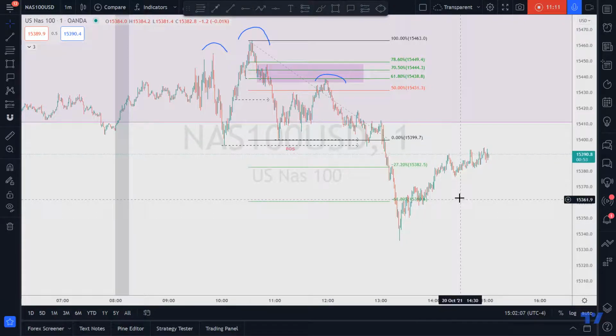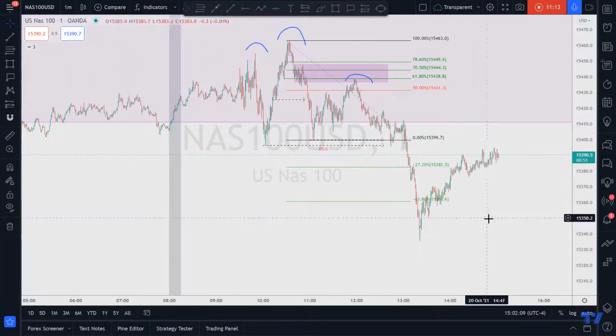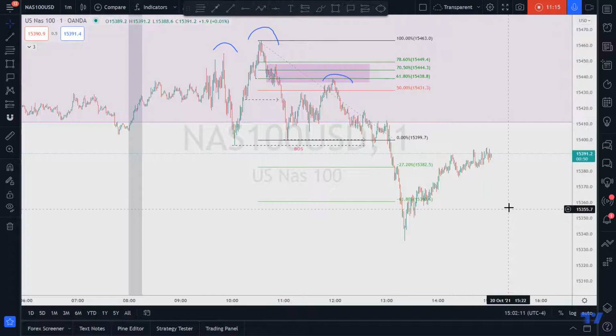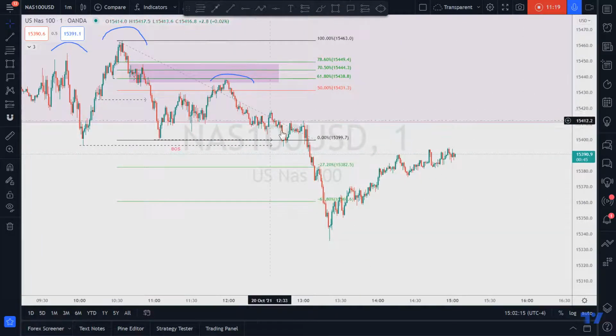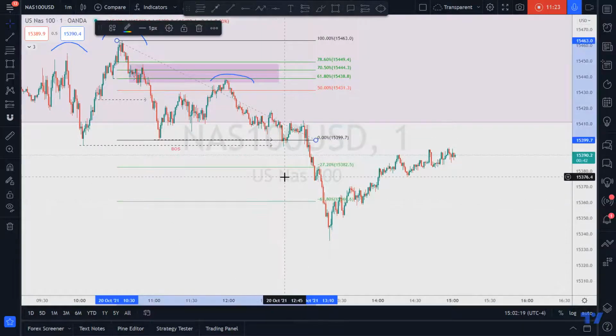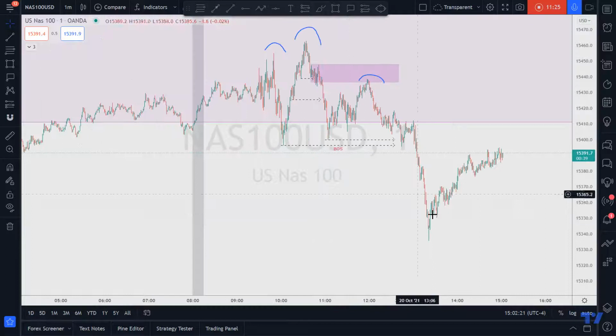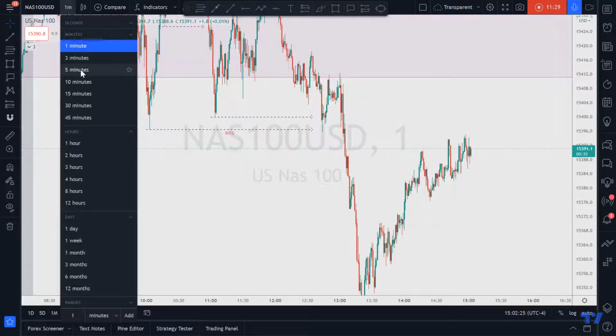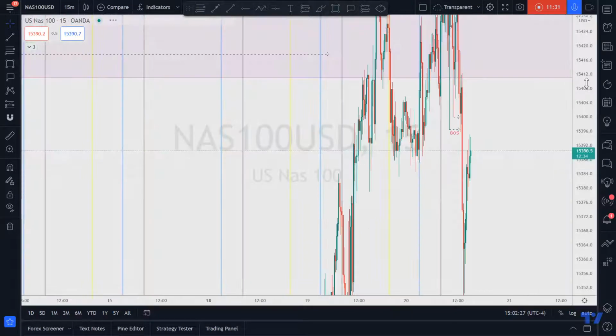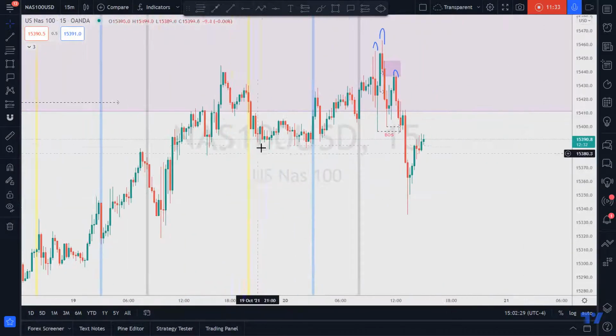The second half of the New York session tends to go the other way. Tends to, but anyway, that's not a hard and fast rule. It's just an observation. So price continued down, and what do we expect? All right, what are we expecting now? Let's go back to the 15 so we can see this a little more clearly. Price broke these lows here.